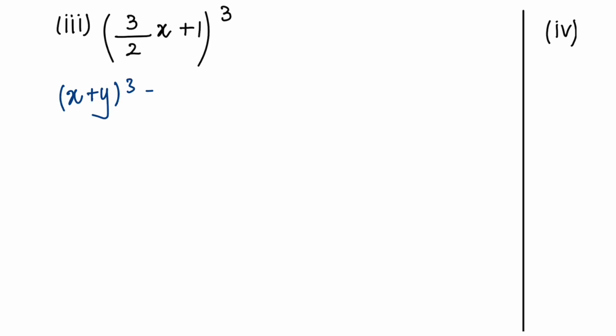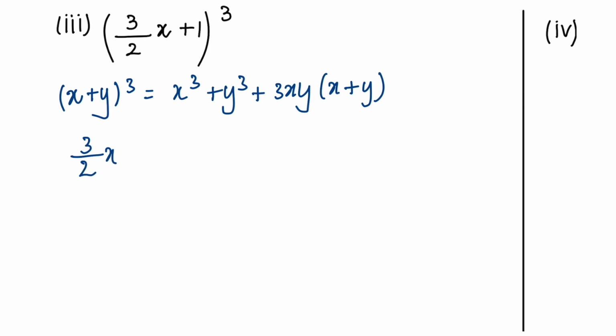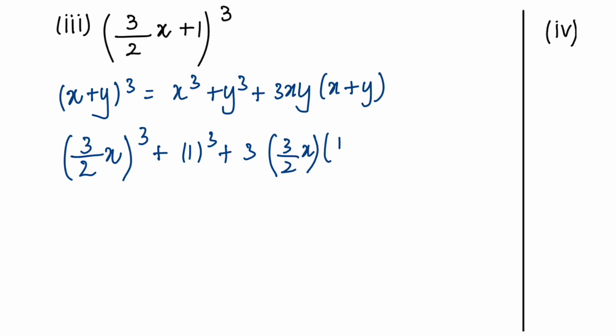So x plus y the whole cube is equal to x cube plus y cube plus 3xy into x plus y. X here is 3 by 2x, so 3 by 2x the whole cube plus y here is 1, so 1 the whole cube plus 3 into x here is 3 by 2x into 1 into x plus y, right? So 3 by 2x plus 1. Okay, now we are going to expand it further.